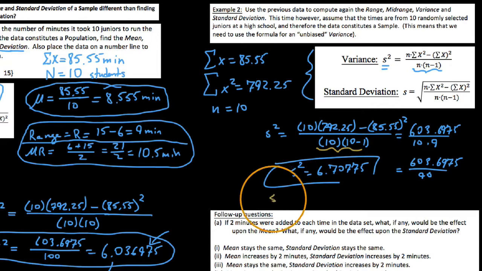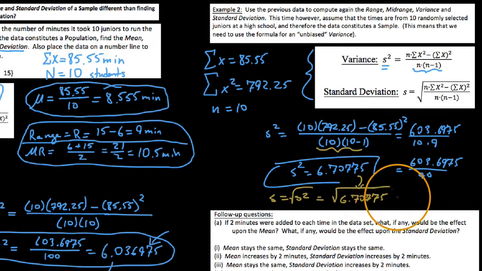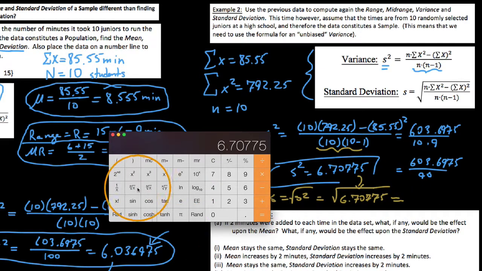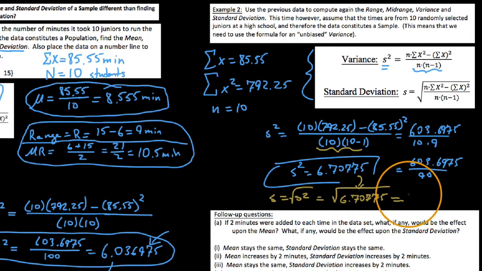And so to find the standard deviation, we say that it's the square root of s squared, which is the square root of this number right here, 6.70775. And so we're going to get a slightly bigger standard deviation in this case. So if we take the square root of this number, not a hard thing to do, we get approximately 2.59-ish if we're rounding appropriately here. And we want to label this, we say, in minutes.